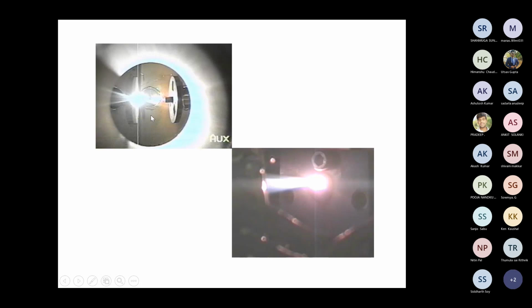Then you can understand that there is a plume formation, and you can see this plume from the window. When plume formation is there, it means your deposition has started. So this is the indication of plume formation. By visual appearance, you can see whether there is a plume formation or not. If plume formation is there, it means deposition starts.